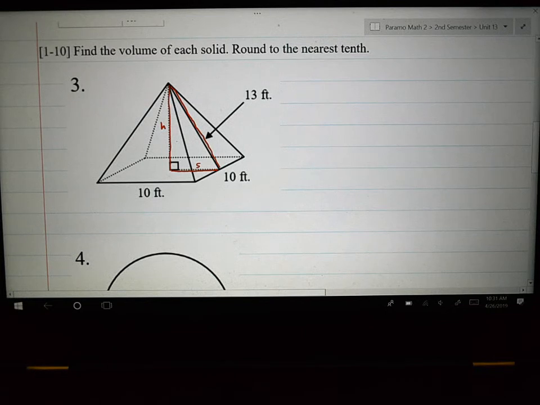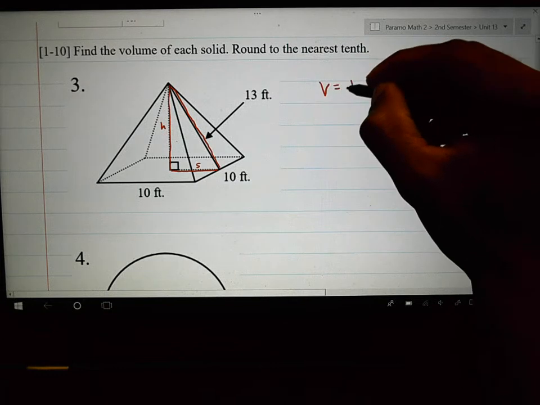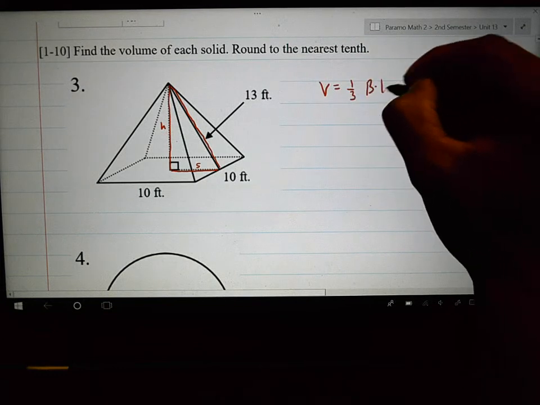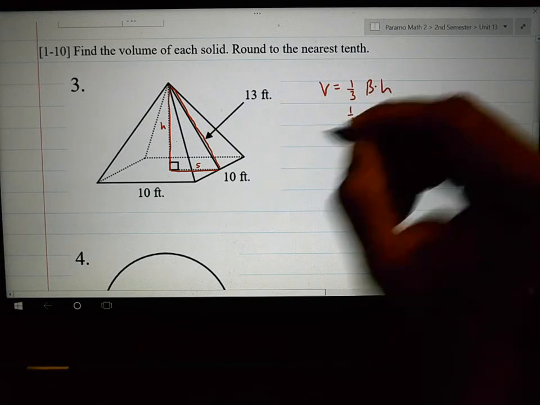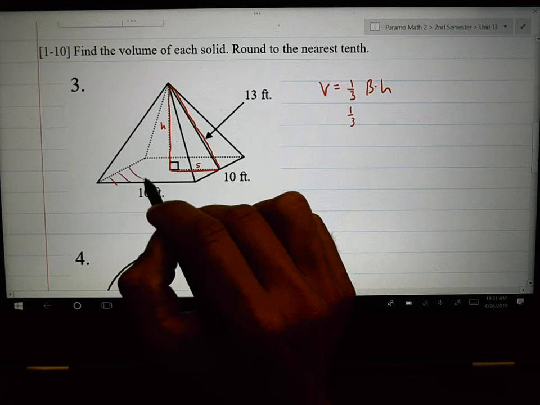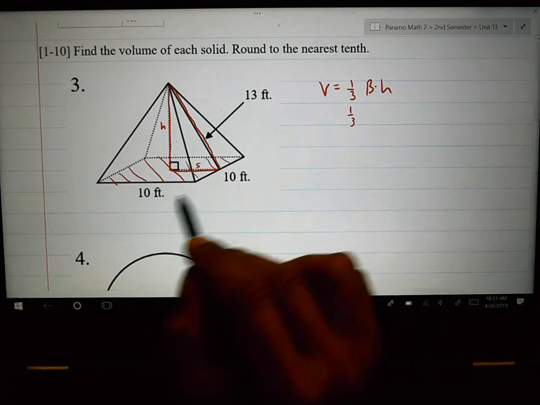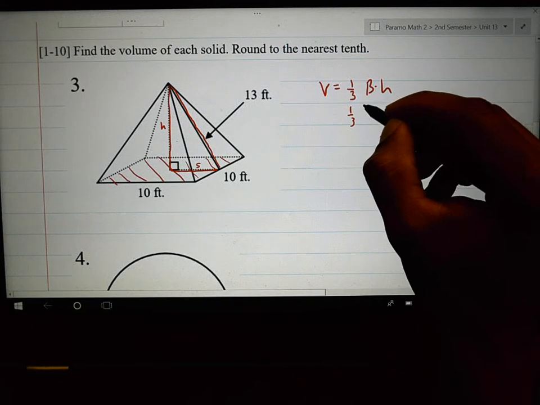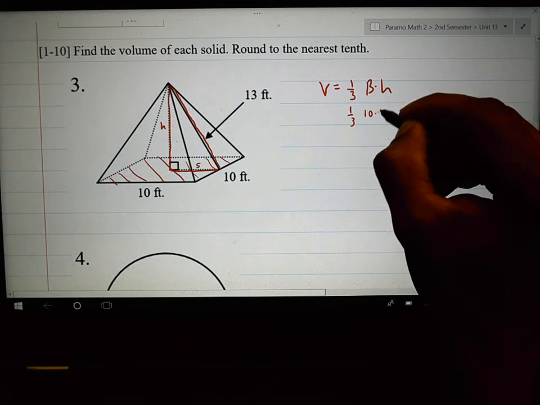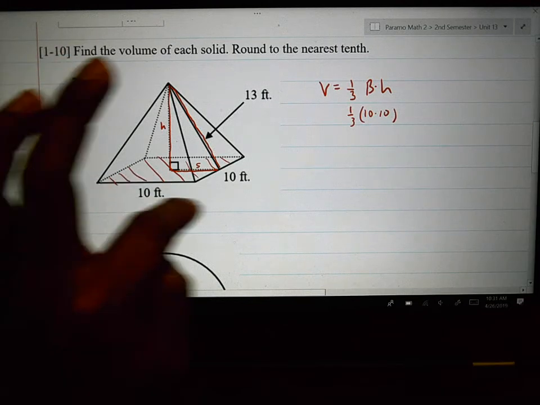It says find the volume. It's a pyramid. First thing I do is write down my formula for a pyramid: 1/3 big B times H. I know that the base is a square, 10 feet by 10 feet. The formula for the area of a square is length times width or base times height of the square. It's a 10 times 10.